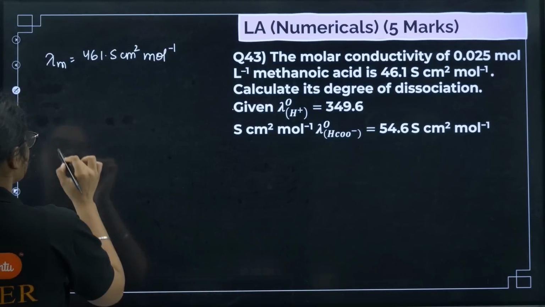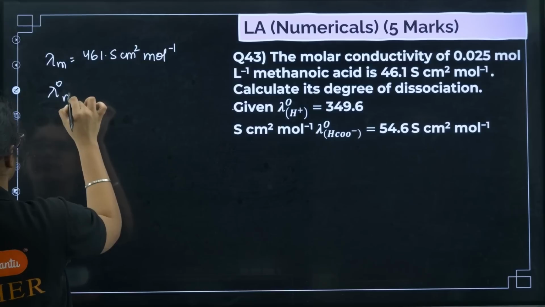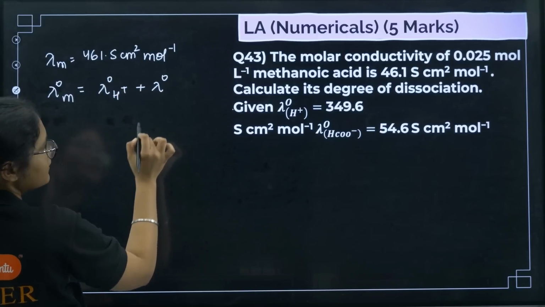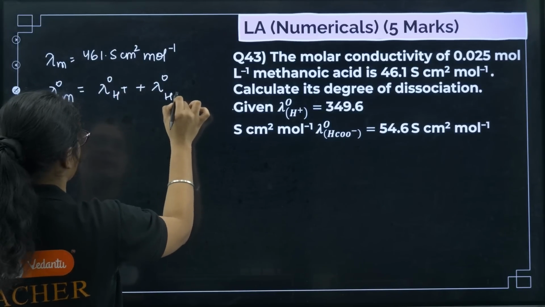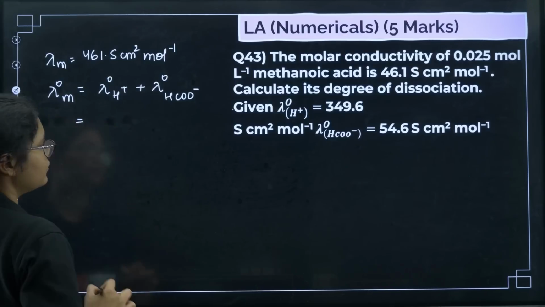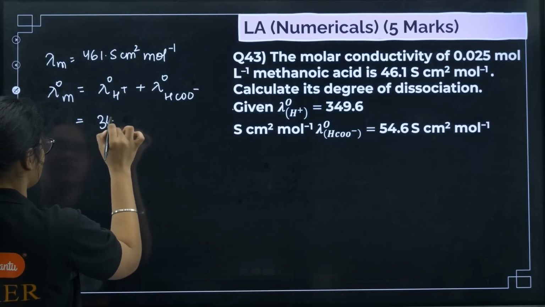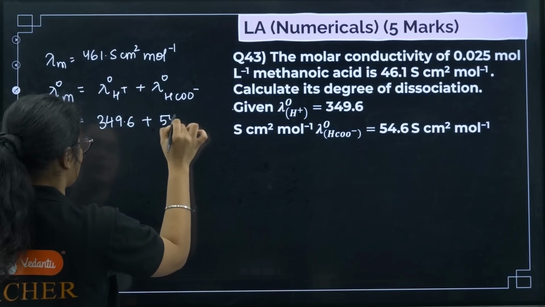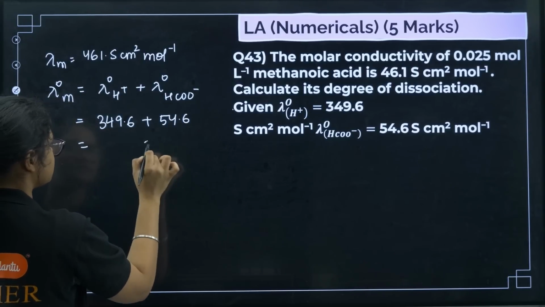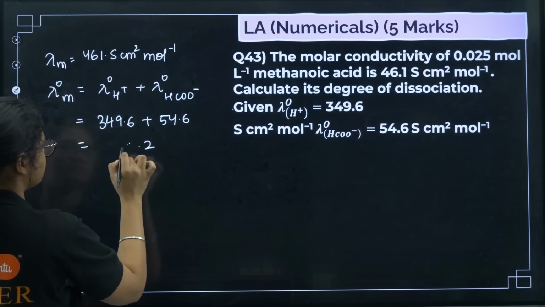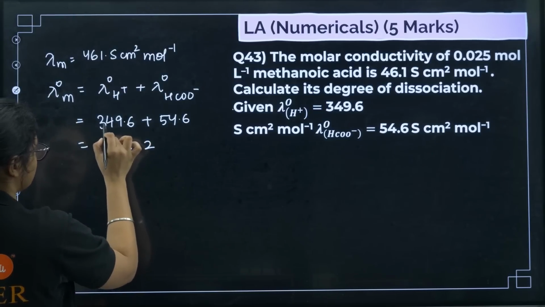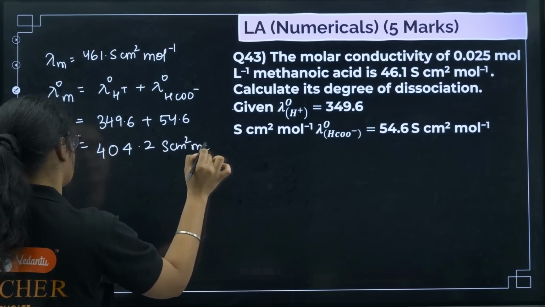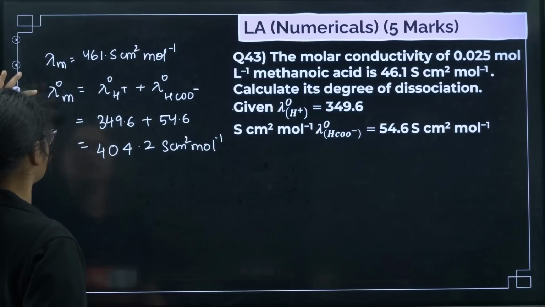Next I want to calculate limiting molar conductivity. Limiting molar conductivity will be the conductivity of H plus plus that of HCOO minus. So that is equal to 349.6 plus 54.6. Adding these, I get 404.2 S centimeter square mole inverse. So this is lambda naught m.